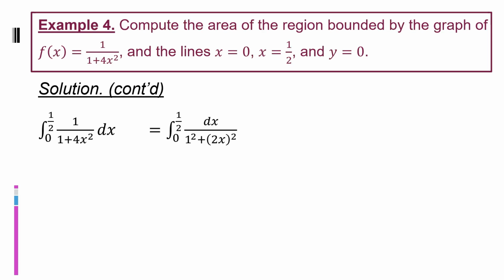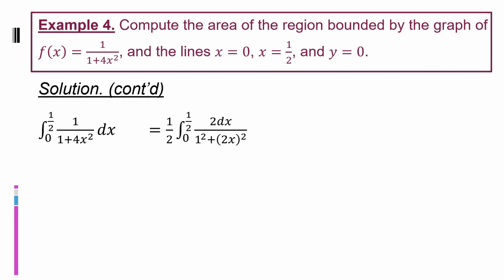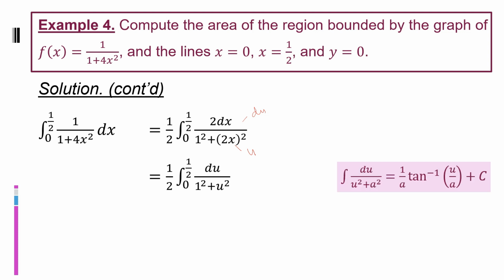Now, by substituting, we have integral of dx over 1 squared plus 2x squared. Or that is now, since 2 dx yung hinahanap nating du, so magdagdag tayo ng 1/2 times 2. Then, ilabas natin yung 1/2. We have 1/2 times the integral of 2 dx over 1 squared plus 2x squared. And since this is just equal to du, and this one is equal to u, then we have 1/2 times the integral from 0 to 1/2 of du over 1 squared plus u squared. So, kamukha na niya ito.